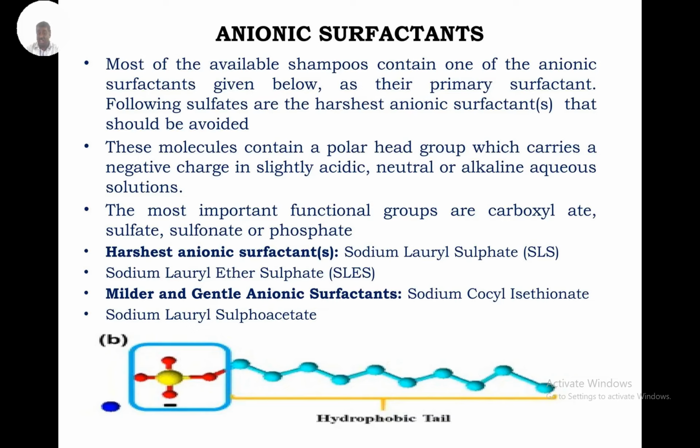The harshest anionic surfactants are SLS, that is sodium lauryl sulfate, and sodium lauryl ether sulfate. Mild and gentle anionic surfactants include sodium lauryl sulfoacetate. So anionic surfactants are mainly used in shampoos. They are the primary surfactants.